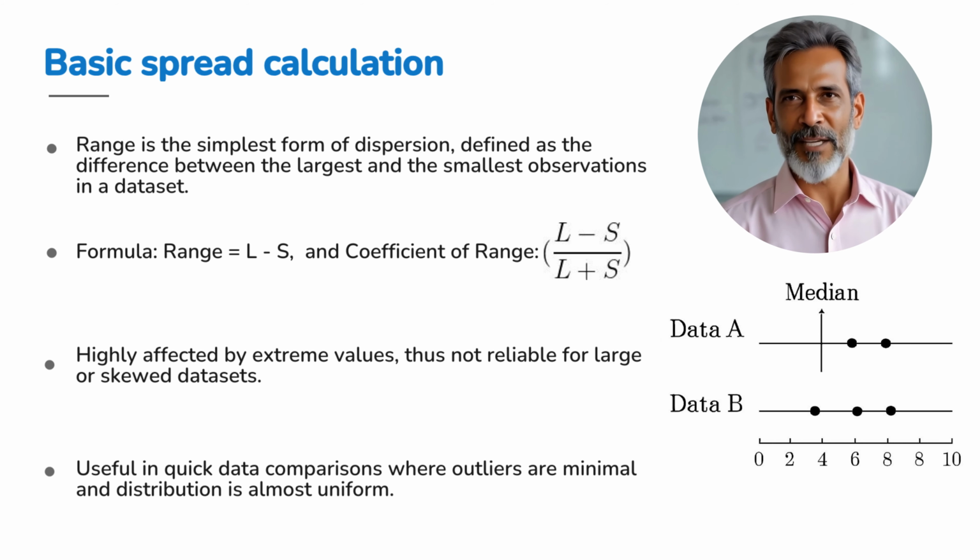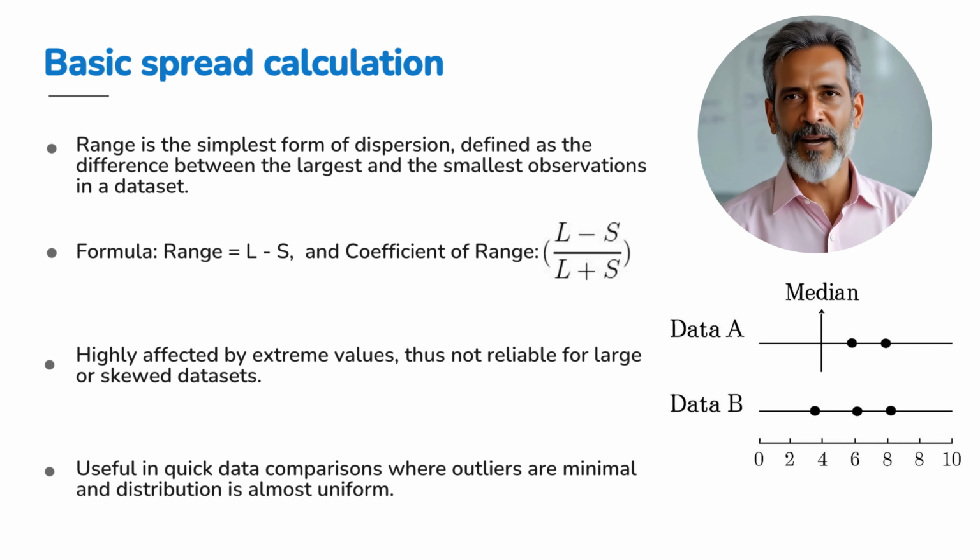To make things even more precise, we have something called the coefficient of range, which is calculated as the difference between L and S divided by their sum. So, coefficient of range equals open bracket L minus S close bracket divided by open bracket L plus S close bracket.